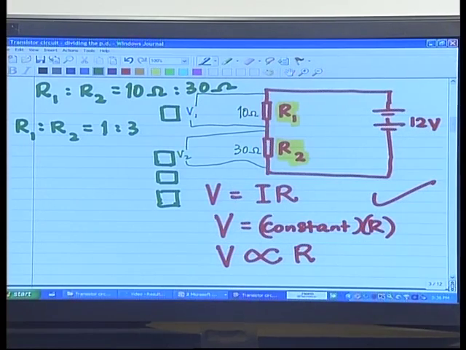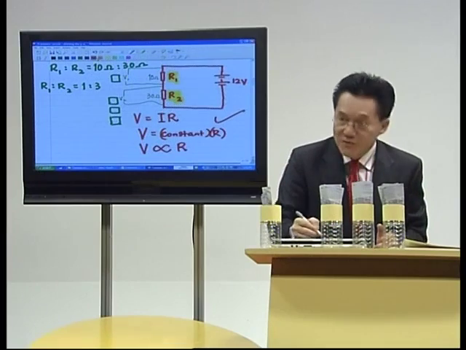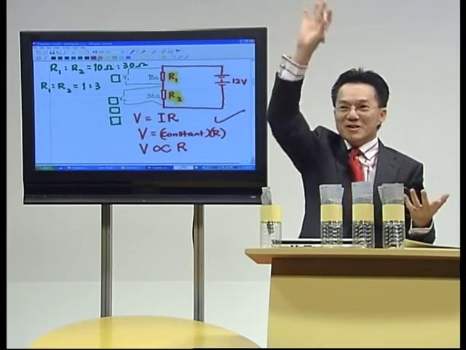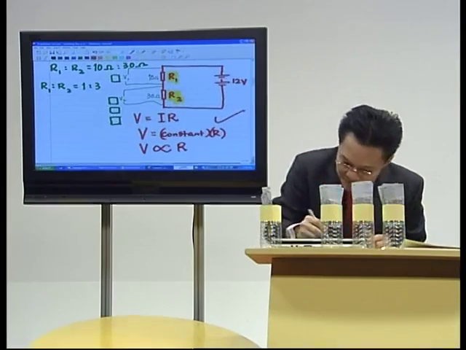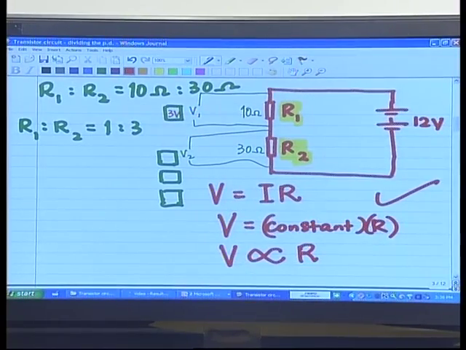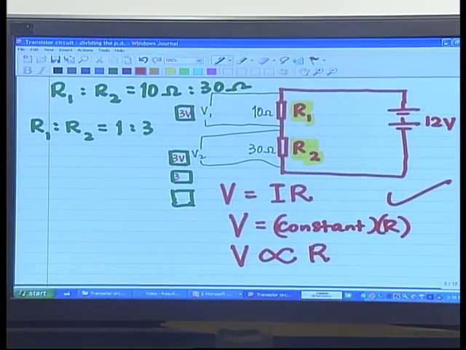Alright. So how many volts should I be writing inside? How many volts is it? Yeah. Some of you giving me your hand signal. Alright. It is actually 3. 3 volts. So every single block is 3 volts.